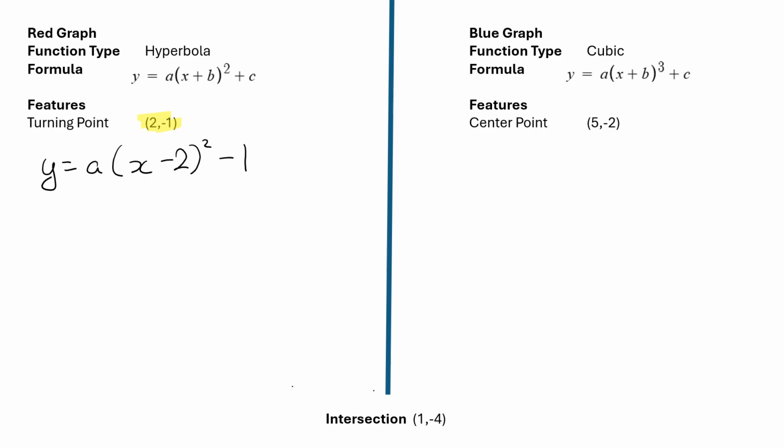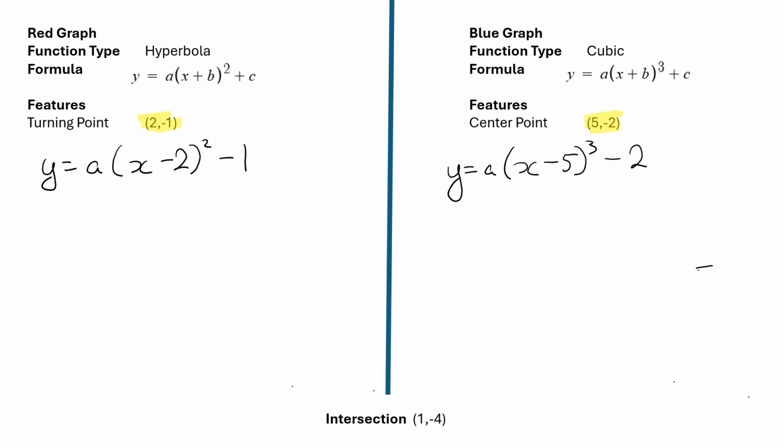Same thing with my other graph. I have y equals a, open bracket, x. Here I'm shifting to the right 5, so I'm adding 5. Oh, excuse me, so I am subtracting 5. Yeah, so minus 5, cubed, minus 2. We now have created that equation with the substitution from the center point and the turning point.